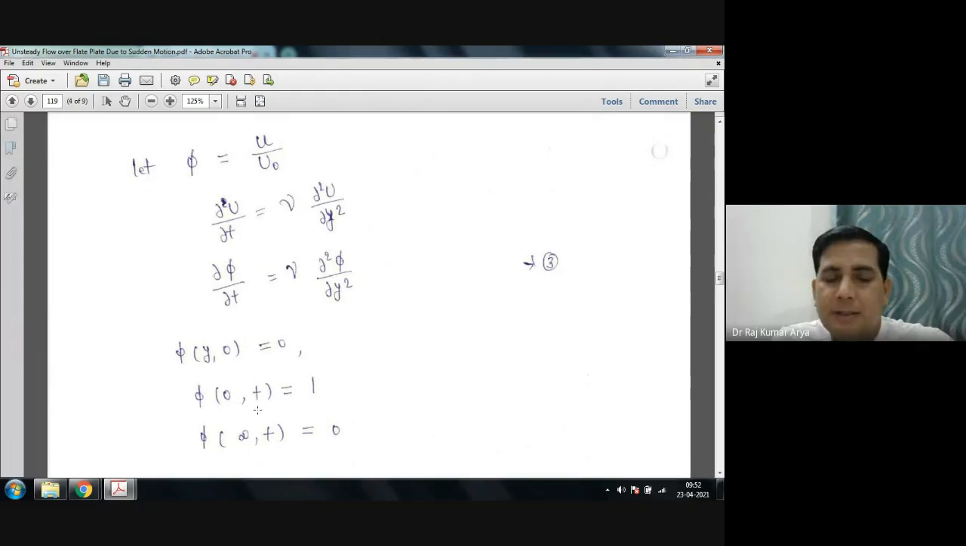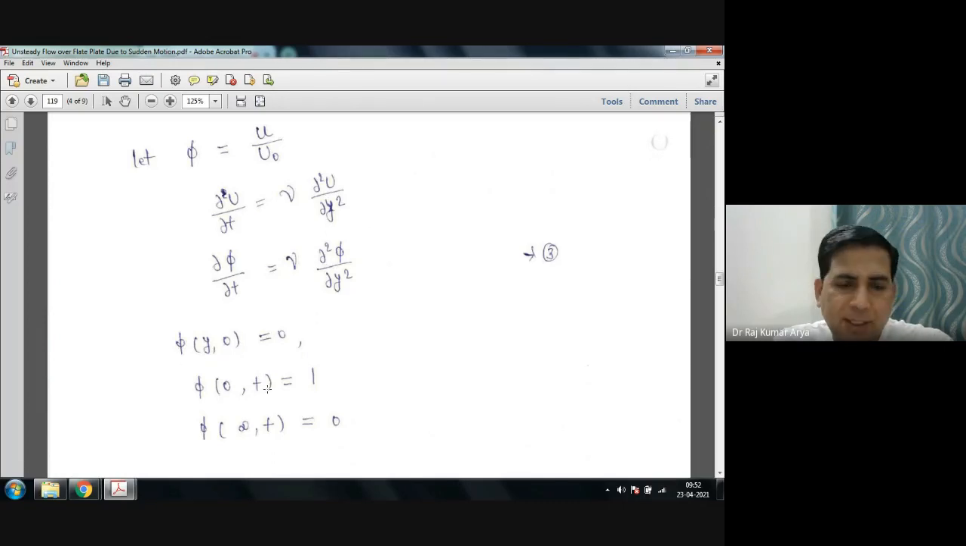Now for t greater than 0, not equal, phi at y equal to infinity, at the top of the fluid, your velocity would always be 0, because you are talking about infinity. So 0 upon some value would always be 0. So these are your non-dimensionalized velocity boundary conditions, with respect to t and y. Let's see further what we can do.